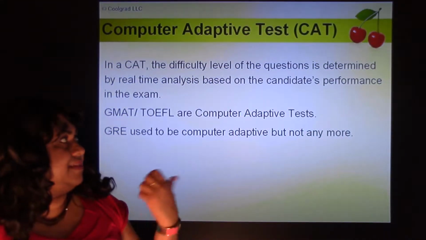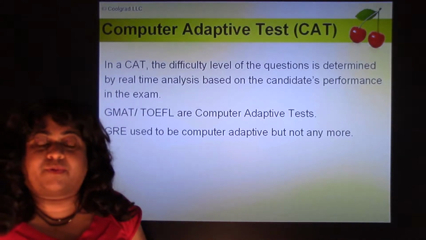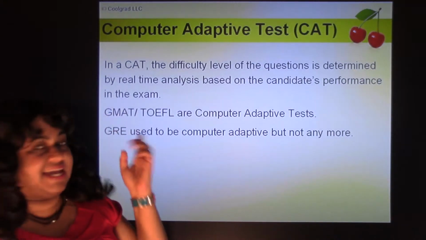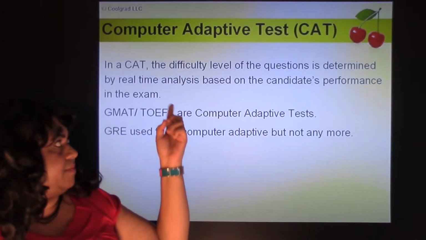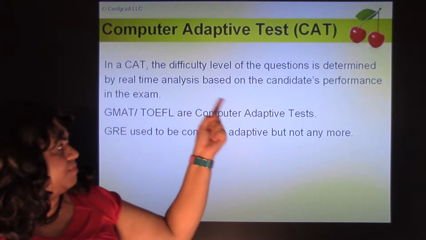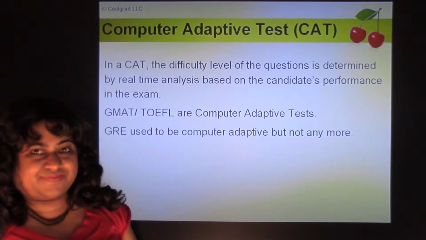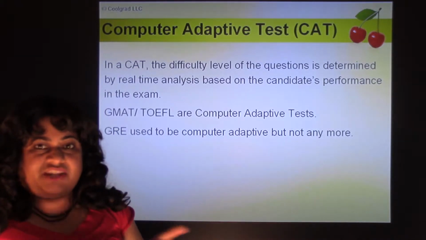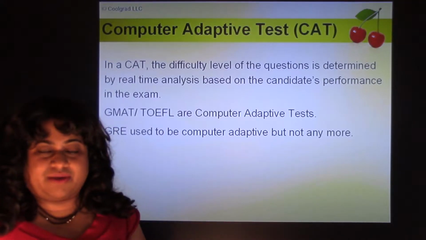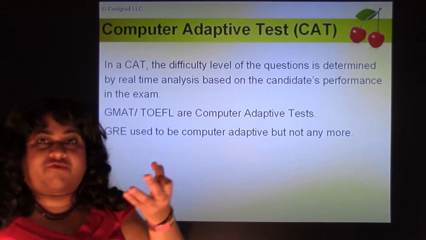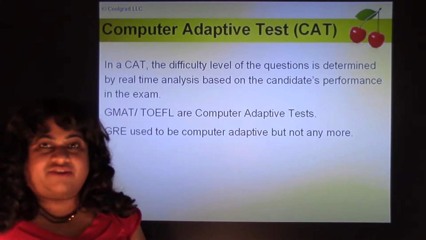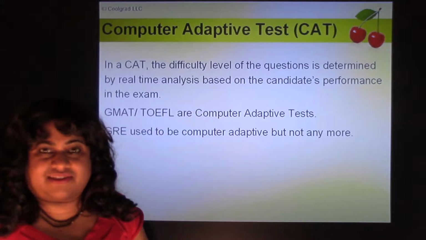So first of all, let's try and understand what is a computer adaptive test. A computer adaptive test, or CAT, is an exam in which the difficulty level of the questions is determined by real-time analysis based on the candidate's performance in the exam. So initially they give you a set of medium difficulty questions, and if you get a question right, it gives you a tougher question, and if you get that right, it gives you a question that's even more difficult. And it tries to assess your level of intelligence.